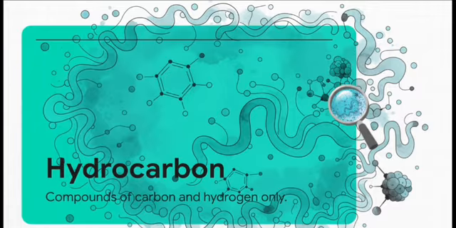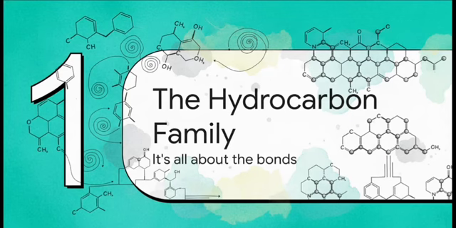These are compounds made of just two things, hydrogen and carbon atoms. That's it. But don't let that simplicity fool you, because from those two elements, an absolutely mind-blowing amount of complexity emerges. To really get a grip on them, we've got to look at their family tree. And the secret to this entire family, the thing that defines everything, is how those carbon atoms hold hands. It's all about the bonds.